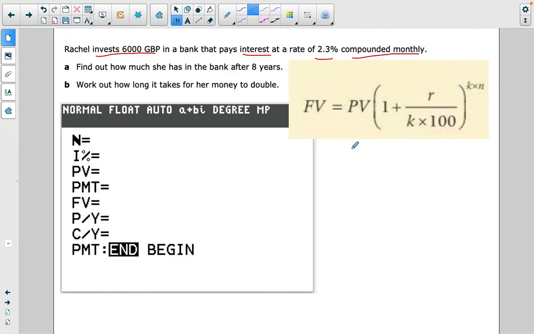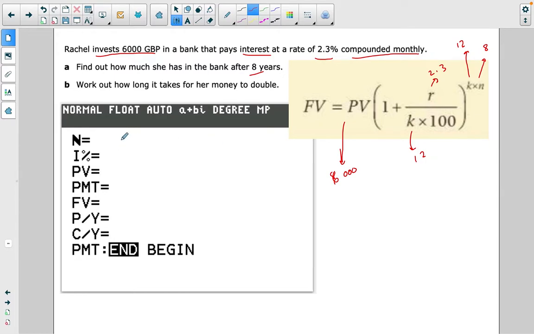My first tip is to actually write all the values you have. So the present value in this case is your 6,000. So she starts with 6,000. That's the present value. The rate is 2.3. It's compounded monthly, which means your K is going to be 12. Again, if you're not sure where this comes from, this is in another video. And we're looking at the period after 8 years. So this will be 8.